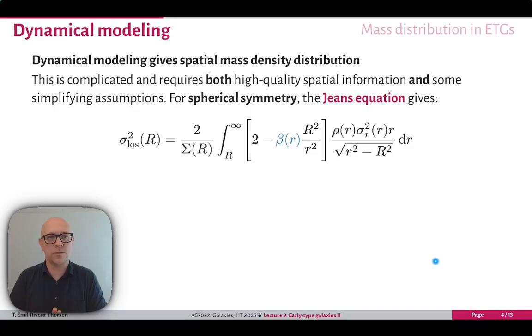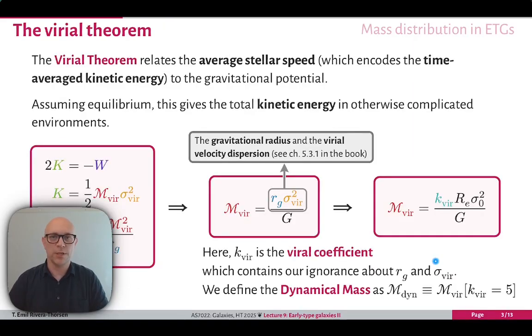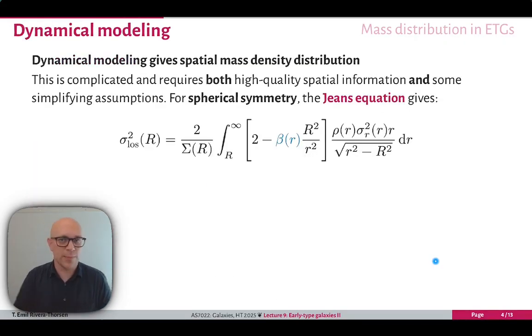In some other cases where we have better observations at our disposal, we will turn to dynamical modeling, which gives a spatial mass density distribution. The virial theorem will basically just give us one number, right? It will give us the mass based on some observations, but it will not give us a distribution of how the mass is distributed internally in the galaxy. Dynamical modeling can do that.